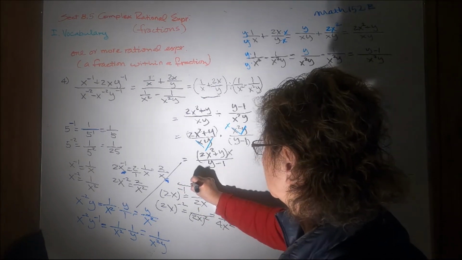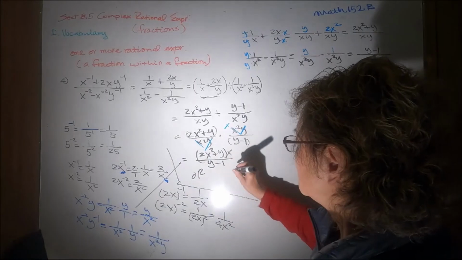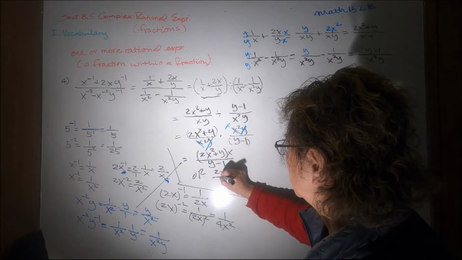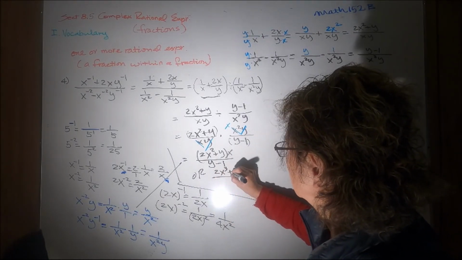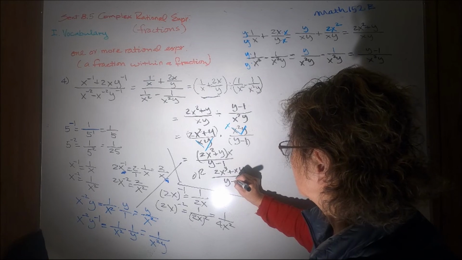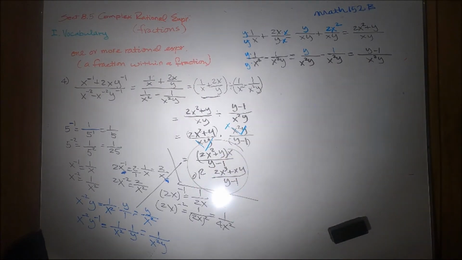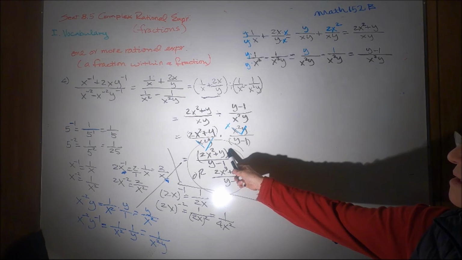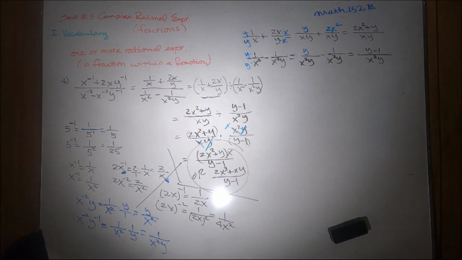Or you can write a what? You can multiply them out. Either way, it's fine, okay? 2x cubed plus xy, y minus 1. Both would be fine. But usually we just leave it in the prime form. So we know we cannot simplify anymore. Good?